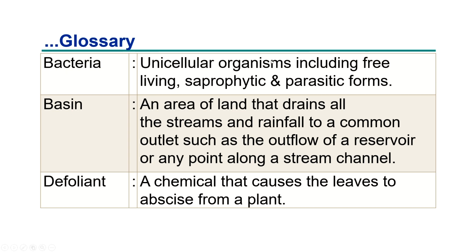Bacteria: unicellular organisms including free living, saprophytic and parasitic forms. Basin: an area of land that drains all the streams and rainfall to a common outlet such as the outflow of a reservoir or any point along a stream channel, or this you can also call a watershed. A chemical that causes the leaves to abscise from a plant is called a defoliant.